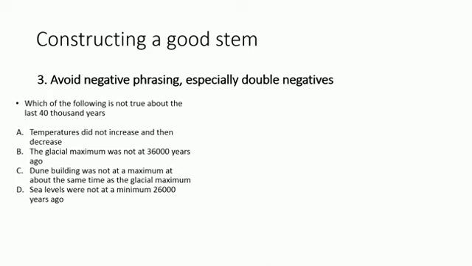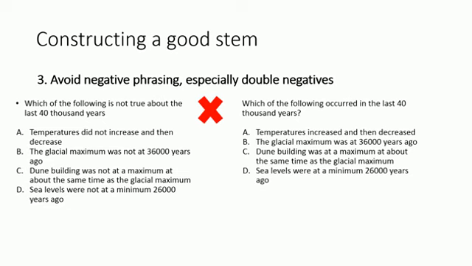So just avoid them completely. There's no need for them, and instead write the question, which of the following occurred in the last 40,000 years? Temperatures increased and then decreased. The glacial maximum was at 36,000 years. Blah, blah, blah. Okay? Keep it simple.